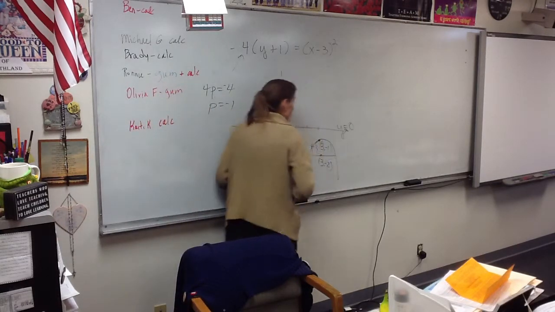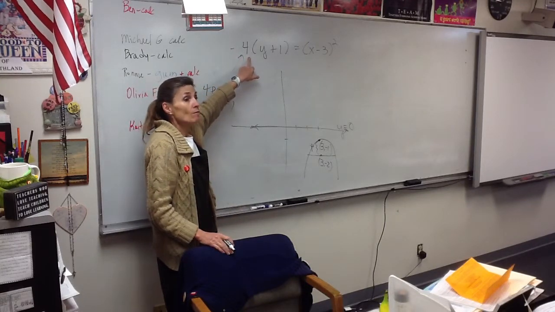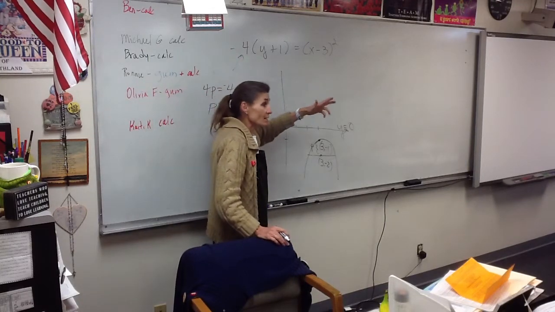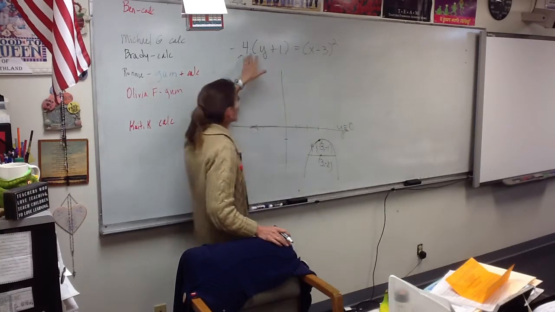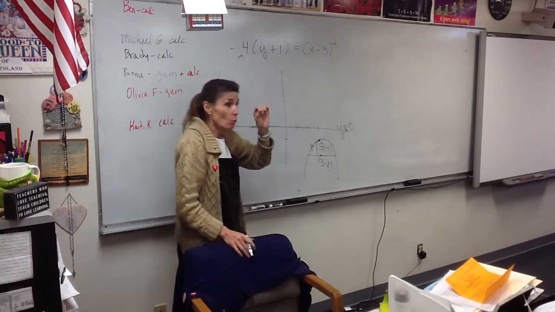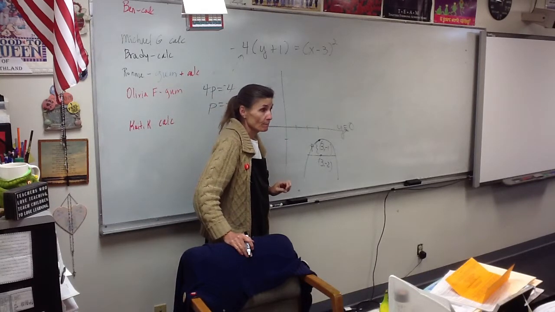This is called the focal width. In this problem, what is the focal width? 4. A few of you still put -4. The number is negative, absolutely, but the width must be a positive number, so we say 4.